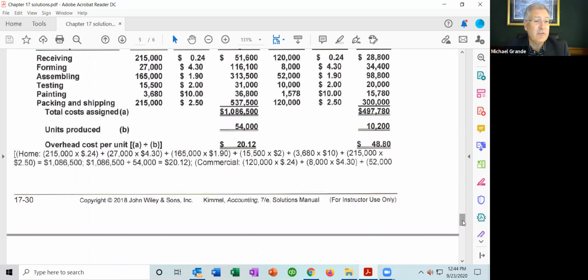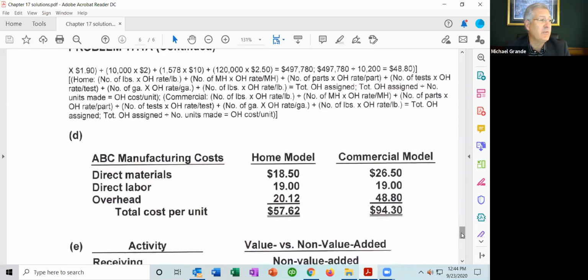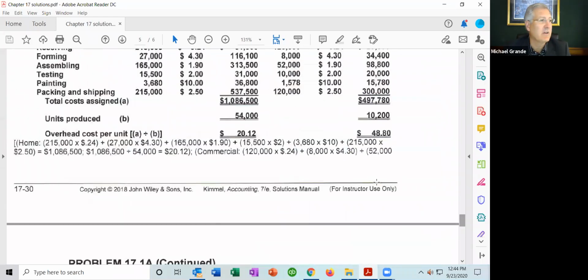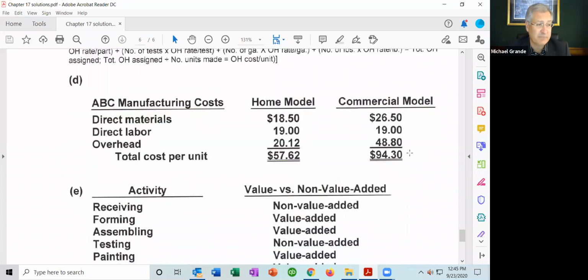Now, what do we need to do? We need to come up with cost per unit. And that means you have to add the three elements of product cost together: direct materials, direct labor, and manufacturing overhead. Materials and labor do not change. They stay exactly the same. And they gave that to us at the beginning of the problem. But see, now the home model overhead number is $20.12, which comes right from here, right? And the overhead for the commercial is $48.80. That's where it is there. So we have cost per unit.